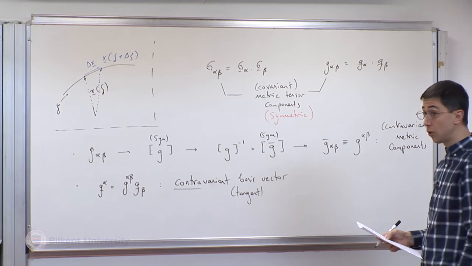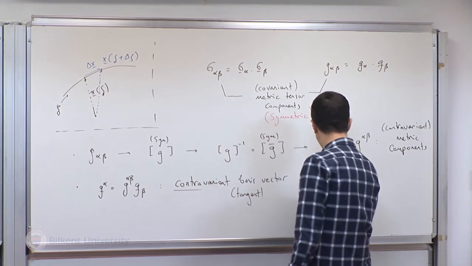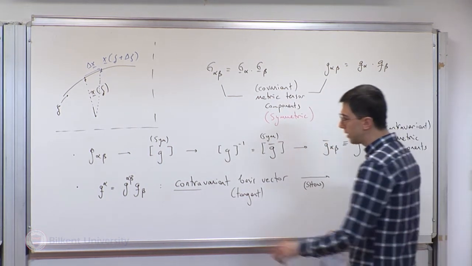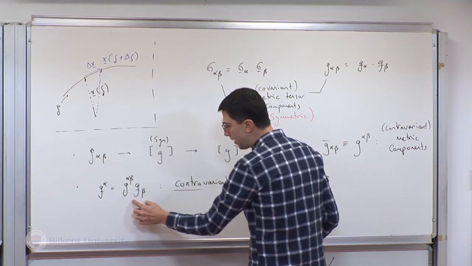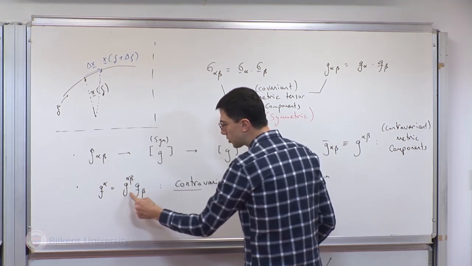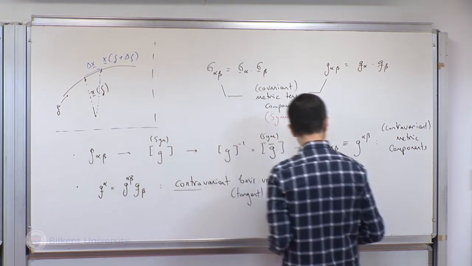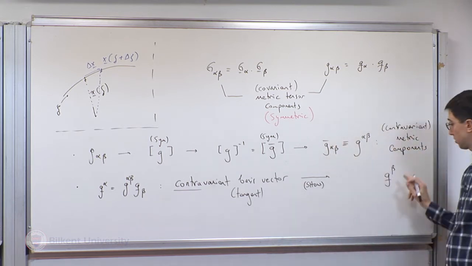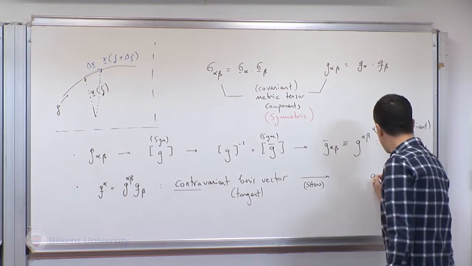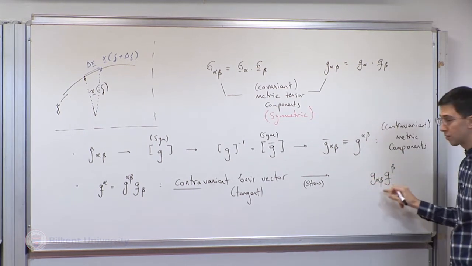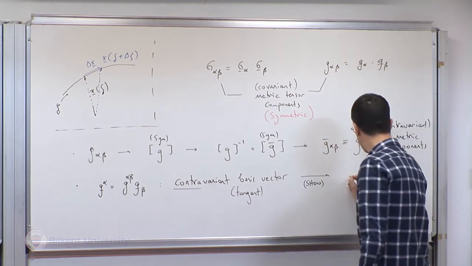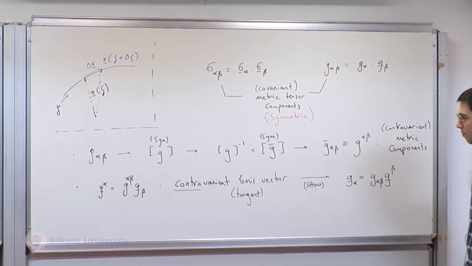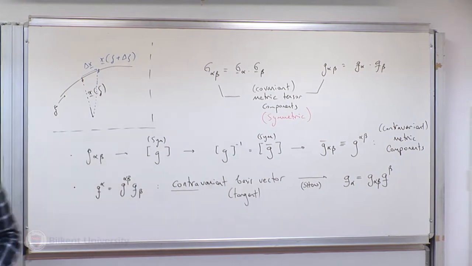Okay, so now what you can show, I'm leaving a few short exercises for you, is that by taking a linear combination of the covariant vectors through the contravariant components of the metric, I obtain the contravariant basis. And therefore you might think that if I take the linear combination of the contravariant vectors, superscripts, by making use of the covariant metric components, I will obtain the covariant vectors. And indeed, that is true, okay? So that you can show.